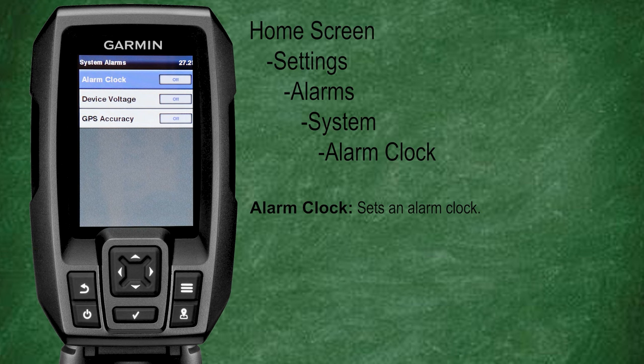Now we're going to look at how to clear the track log and all the associated points. From our waypoint map, press the menu key. Now scroll down and select track. Now scroll down and select clear track. As you can see, you get a warning message to ensure you want to delete all points in your track log. Select OK to clear all the tracks saved to your fish finder.